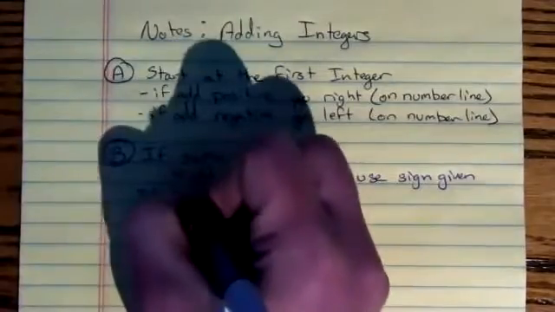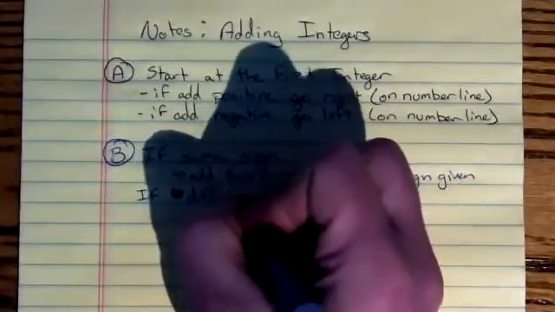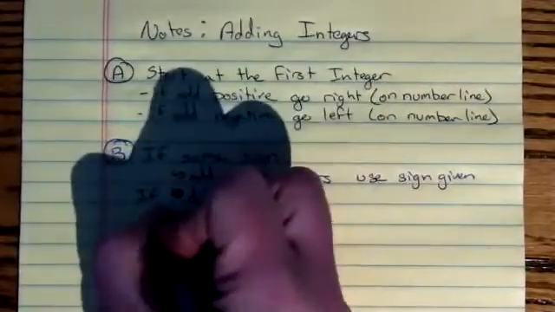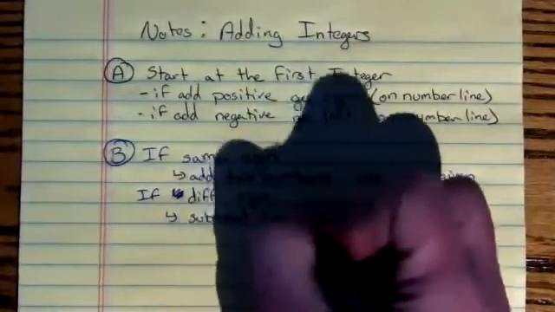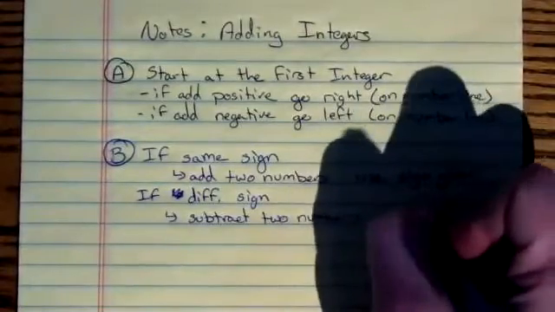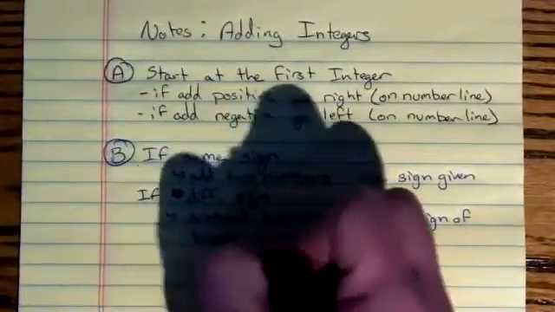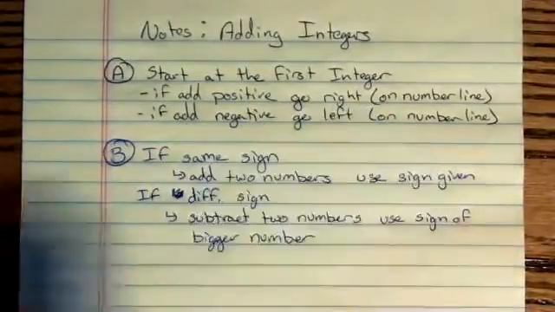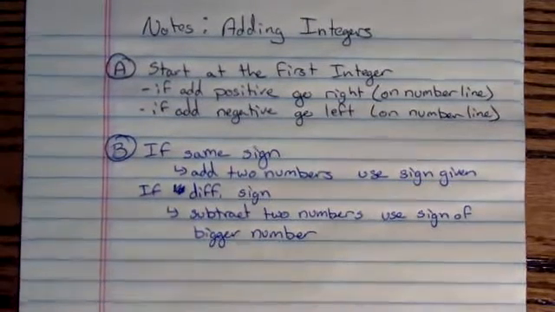If they are different signs, so one's positive, one's negative, you're going to subtract the two numbers and use the sign of the bigger number. And you'll see an example of that too. So again, one number's positive, one number's negative. We're going to subtract the two numbers and then use the sign of the bigger number. And like I said, you'll see it in an example.